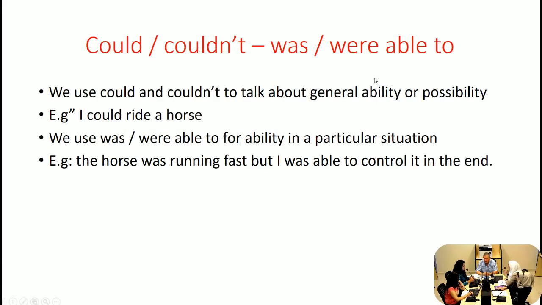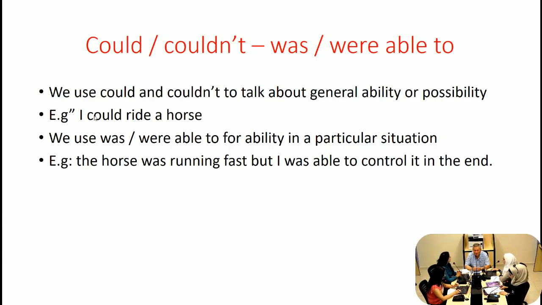We move to Ms. Rula Bitar, could and couldn't. We use could and couldn't to talk about general ability or possibility. For example, I could ride a horse, I can speak English, I could walk when I was 2. But on a particular occasion, we don't use could, we use was able to or were able to. We use was or were able to for ability in a particular situation. Example: the horse was running fast, but I was able to control it in the end.